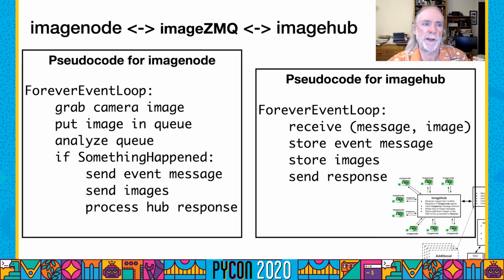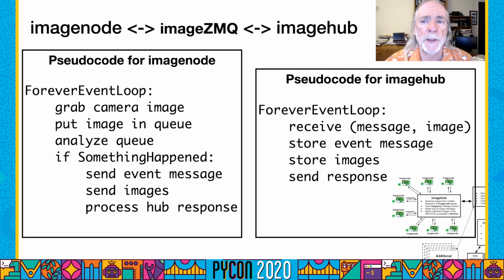It's a forever event loop. You grab a camera image, you put the image in a queue, you use some sort of detector software to analyze the queue, decide if something happened, and then if something happened, per the detector, you send the event message, you send an image or 2 or 3, and then you wait for the hub to respond, and you process the hub response and loop forever.